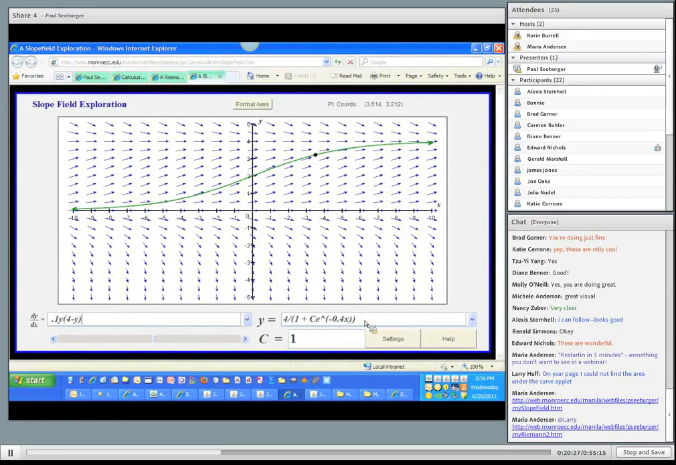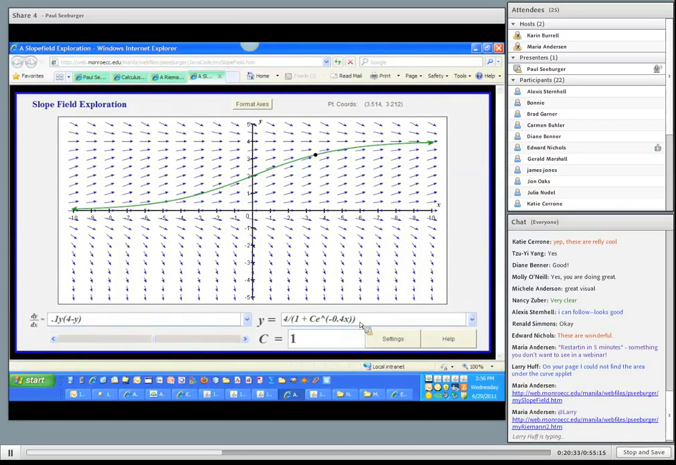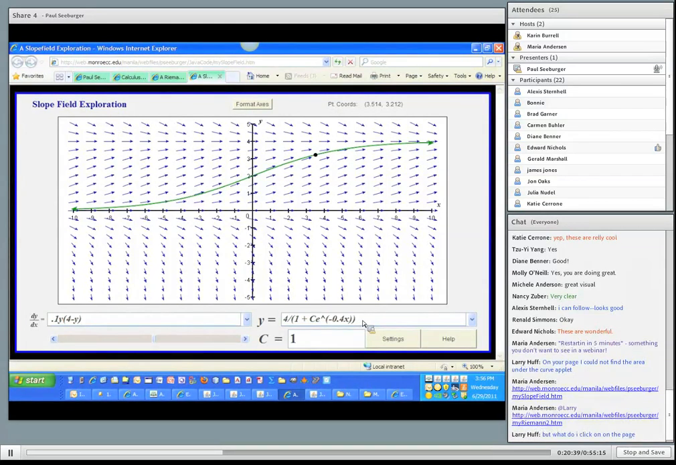Now, this solution actually is on here, and I think it's this one, x minus 1 plus c times e to the negative x, and so if we vary c here, we'll see that we indeed fit through this slope field. Now you can change the axes up here, format axes. I made that so it's easy to make these different sizes.